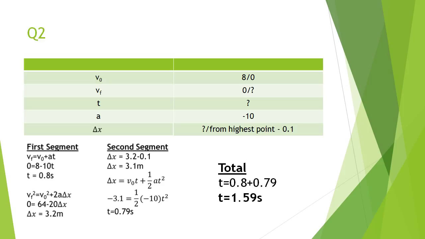Well, we could use the delta x equals v0t plus half at squared formula. We substitute all the values in. Because the delta x is heading downwards, it's going to be minus 3.1 equals, well, because your initial velocity will be 0, since you go from the top and the dolphin doesn't have any velocity going upwards anymore, we have 0 times t, which is 0, plus half times minus 10, because it's going downwards, times t squared.